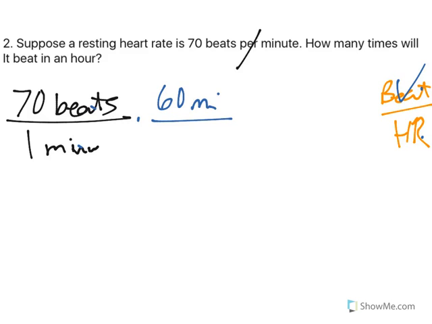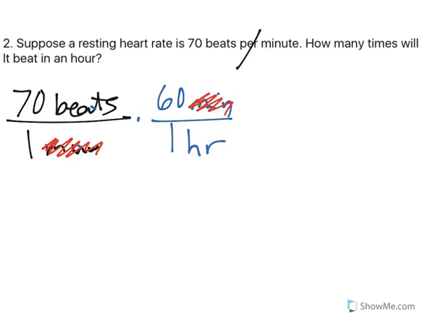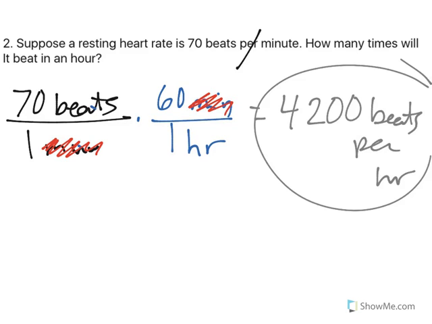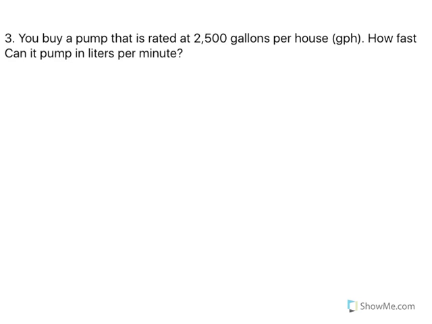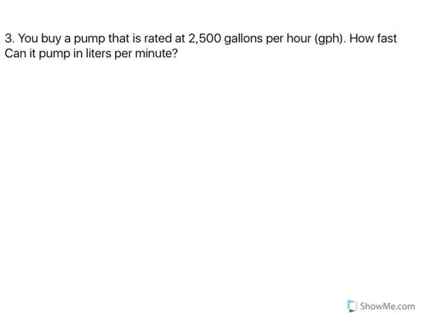Well, 60 minutes is 1 hour. Minutes cancels out with minutes, and now I have beats per hour. That's what I want. My labels can go away, and I can do the math. So I'm simply going to multiply across the top, and I end up with 4,200 beats per hour. Number 3, you buy a pump that is rated at 2,500 gallons per hour. Gallons per hour. How fast can it pump in liters per minute?